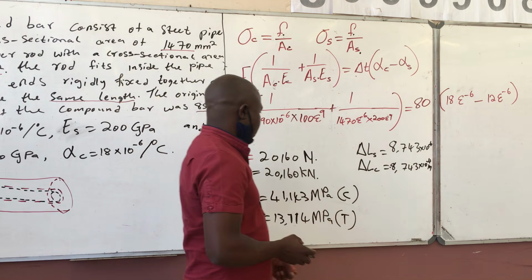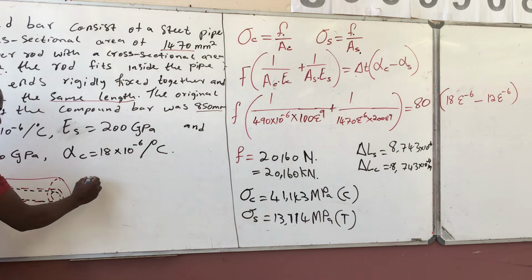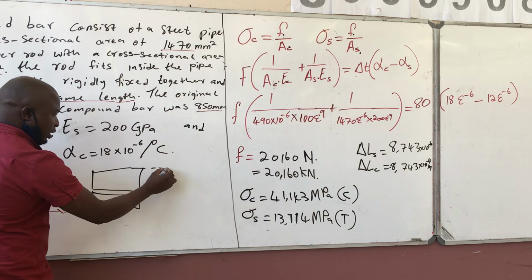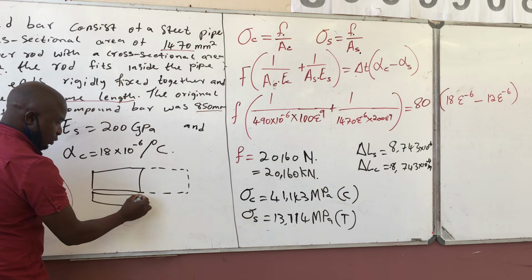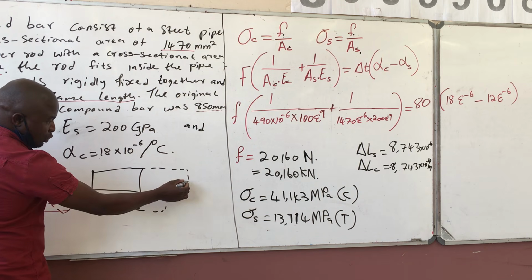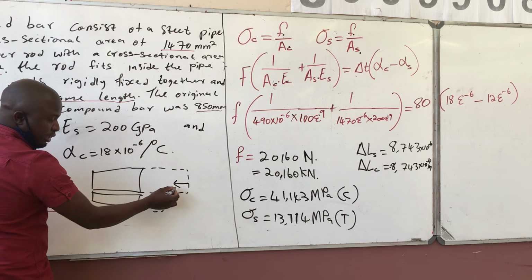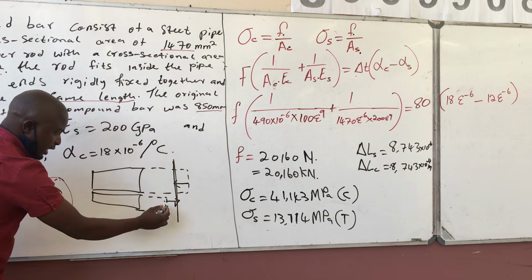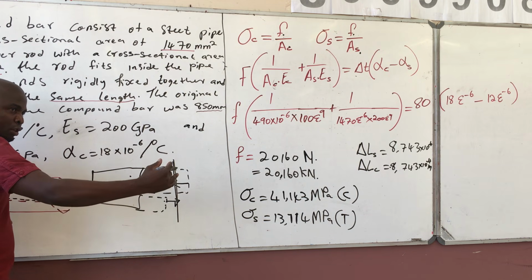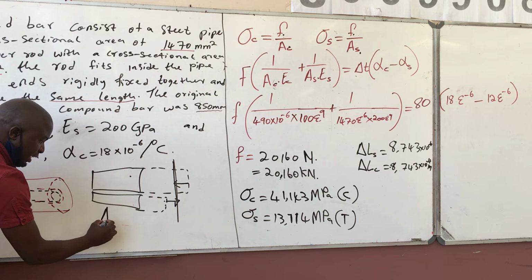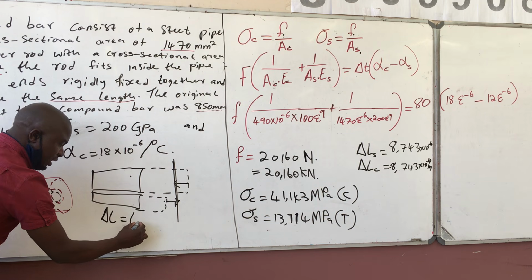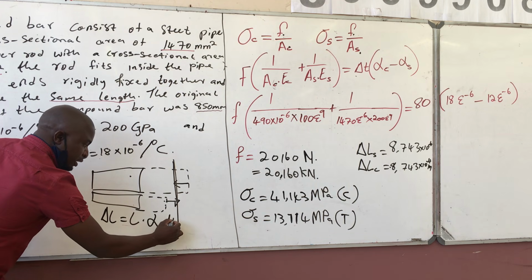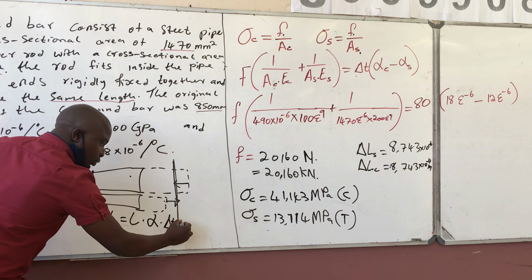Okay, note. We said initially we had this one, and we had these two. We said this one will expand up until here, and this one will expand up until here. So this one will pull this one backwards, and this one will pull this one forward. Then in the end it will end up there. For the one which expands more, which is copper, the change in length will be original length times coefficient of expansion times change in temperature. For copper, because it expands more, you subtract x.